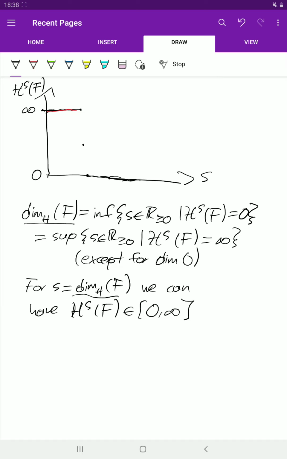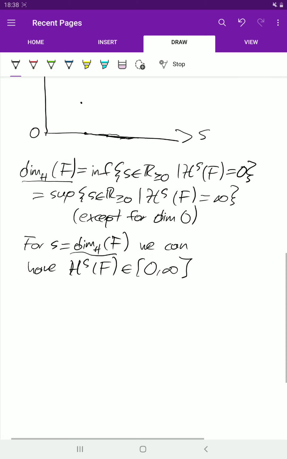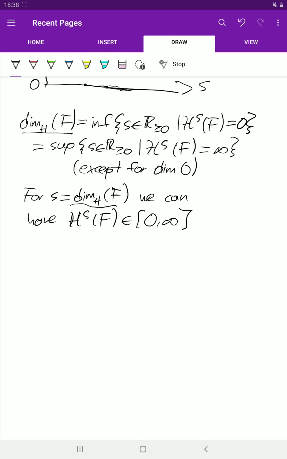Okay, so these are some first properties and definitions, and now let's look at a simple case. So let's state a lemma. So let's look at the Cantor set.